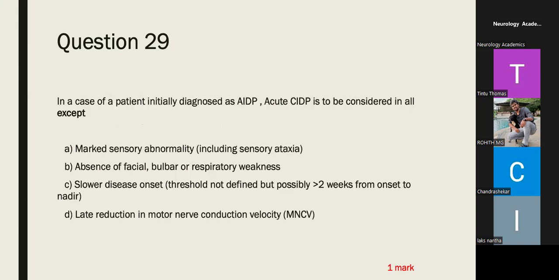Question 29. In a case of a patient initially diagnosed as AIDP, acute CIDP is to be considered in all except. Options are marked sensory abnormality including sensory ataxia, absence of facial, bulbar, or respiratory weakness, slower disease onset, and late reduction in motor nerve conduction velocity.